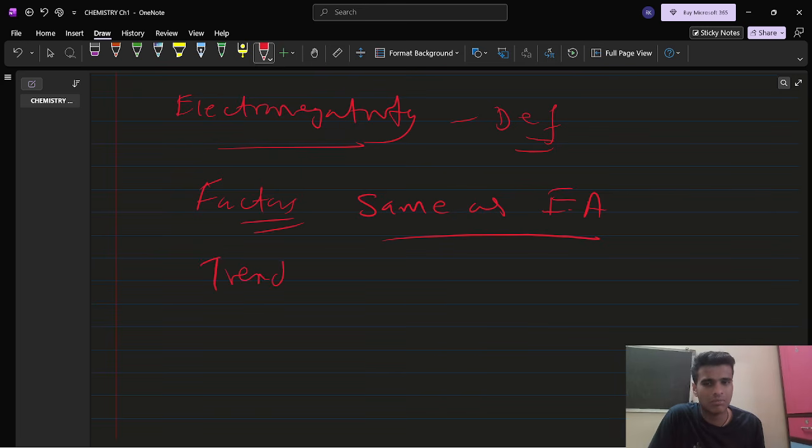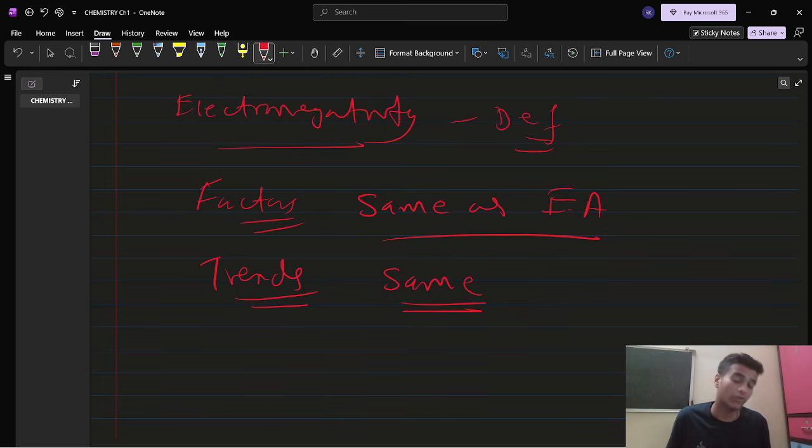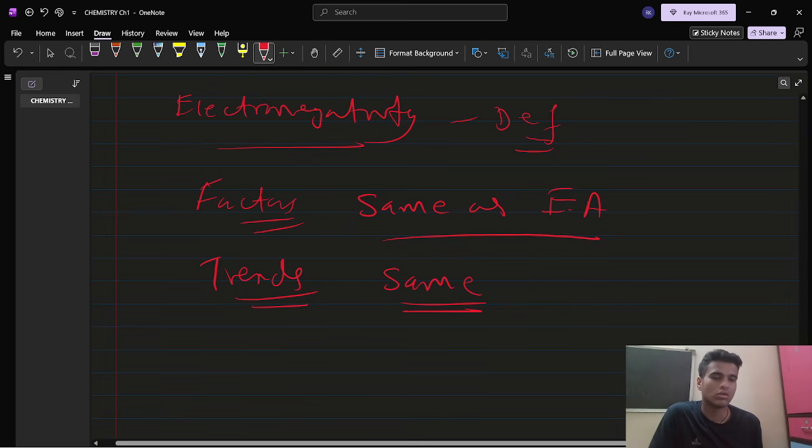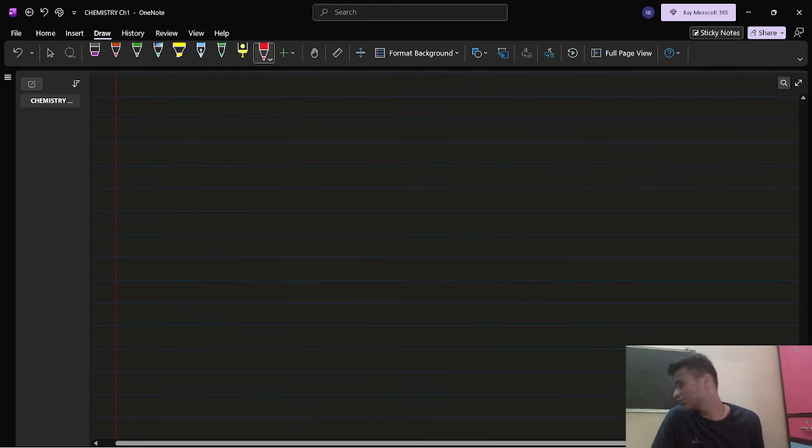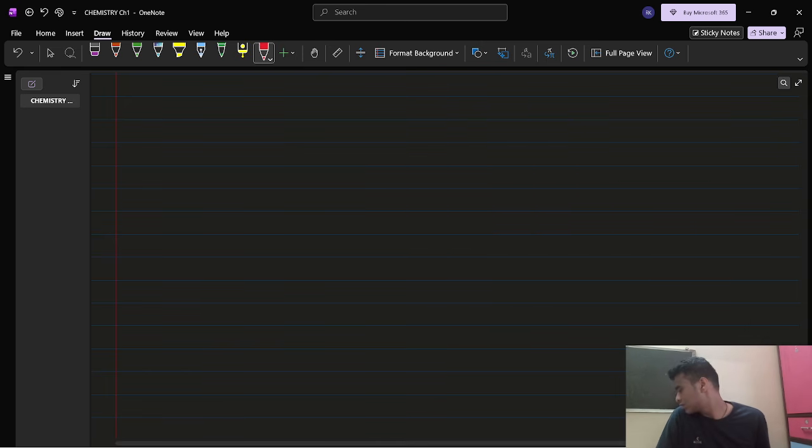So trends are also the same. Trends also same to same, left to right. Atomic radius decreases. Electron affinity increases. Electronegativity therefore increases. Top to down, atomic radius increases and it dominates over the nuclear charge. Therefore the electron affinity decreases and electronegativity also decreases. Fine. So that is all the chapter actually. Noble gases do not attract electrons.